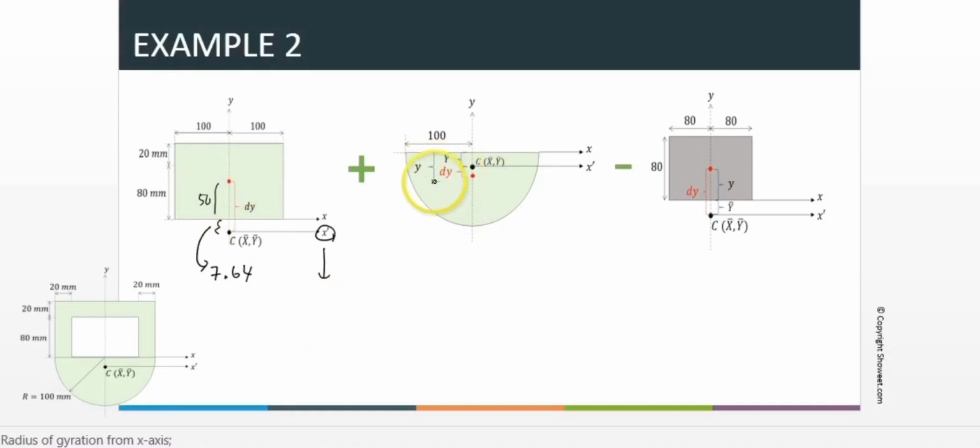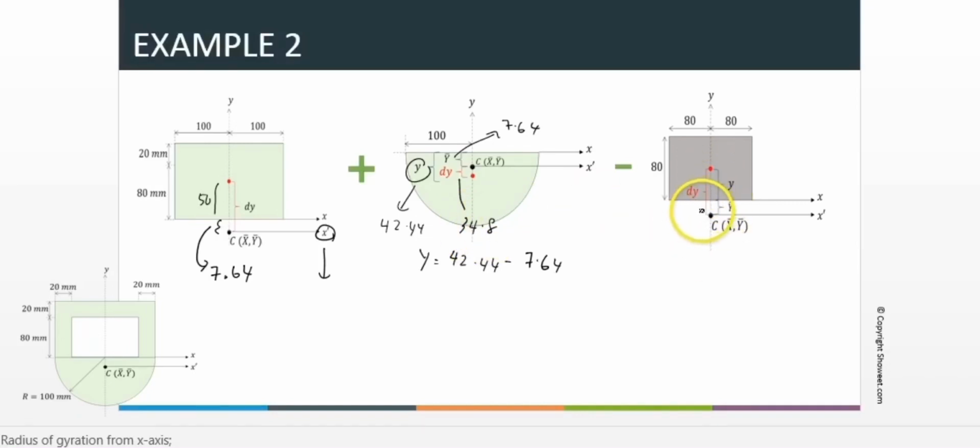Okay, for this one, it is the same, where we find its center from this semicircle. We know the y bar is 42.44 minus 7.64, and we get the values from the x to the x prime here, 7.64, and then the value at the bottom. For the centroid from the semicircle, it will be 42.44, and lastly we get the value, which is 34.8.